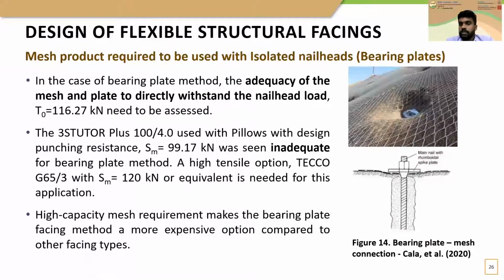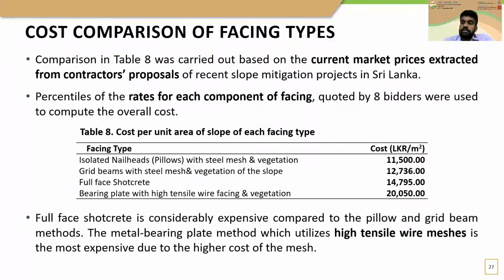Moving on to the bearing plate with flexible mesh facings, in this case, the metallic mesh itself must be designed to withstand the nail-head load due to the smaller footprint of the bearing plate. In the case of our case history, the mesh must have a punching shear resistance greater than the nail-head load, 116 kN. A higher capacity mesh requirement makes the bearing plate facing method a more expensive option compared to the other facings. The cost of different facing options discussed were assessed.